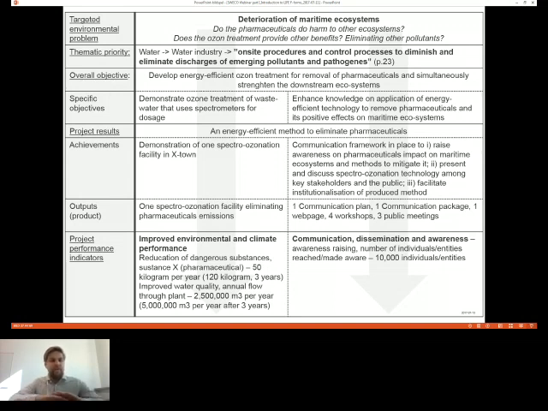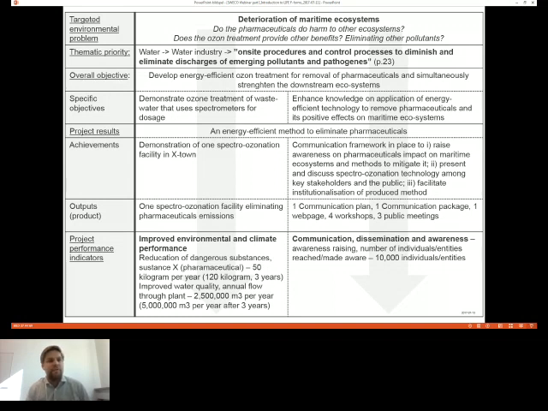knowledge among municipalities around our lake and around Europe on how to apply energy efficient technologies to remove pharmaceuticals, and through this imply positive effects or impacts on the maritime ecosystems. So we will formulate the overall objective a little bit diffuse somehow, so this fits into many different municipalities' problems. So we call it: develop energy efficient ozone treatment for removal of pharmaceuticals and simultaneously strengthen the downstream ecosystems, or perhaps just ecosystems.